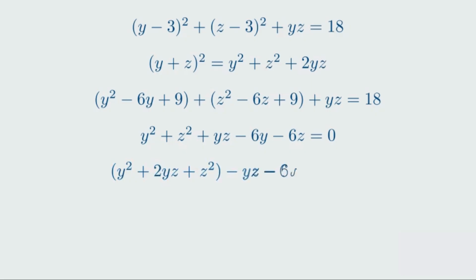But to do this, we had to add an extra yz. To keep the equation balanced, we must subtract it right away. So, our equation becomes y plus z squared minus yz minus 6 times y plus z equals 0. This is a brilliant rearrangement that makes the next step obvious. We have a polynomial in terms of y plus z and yz.